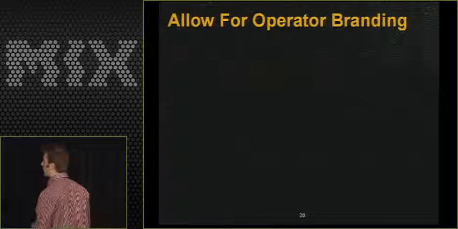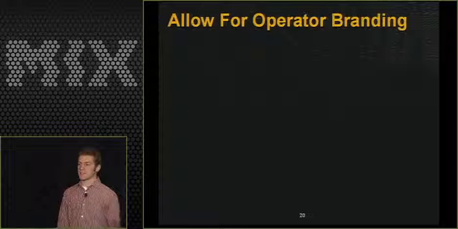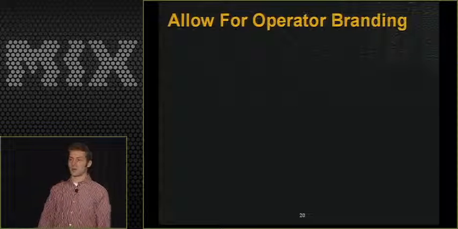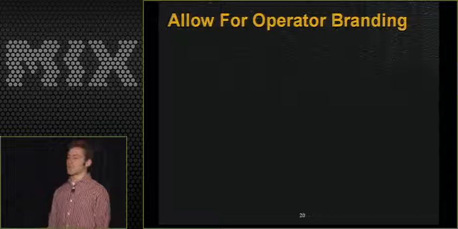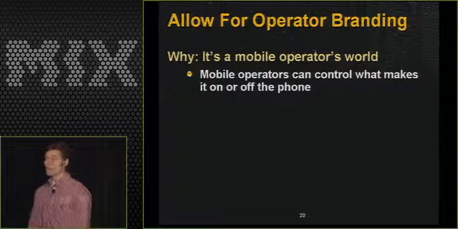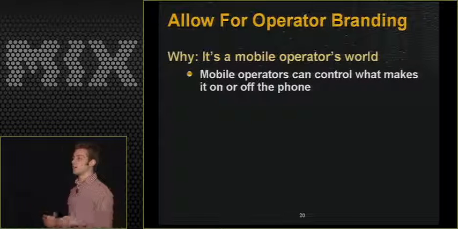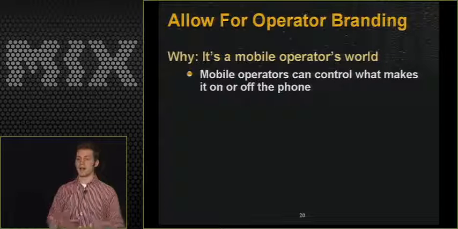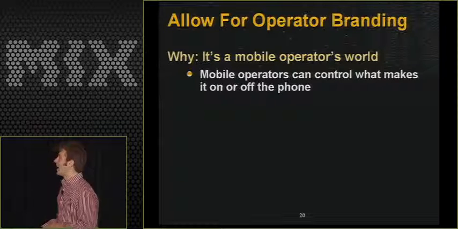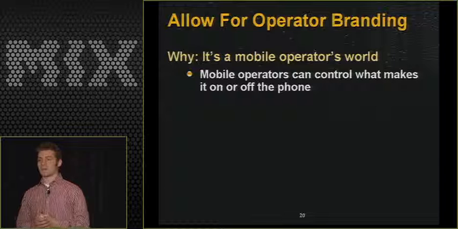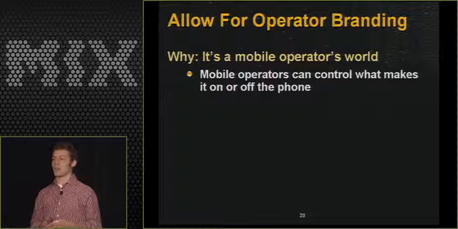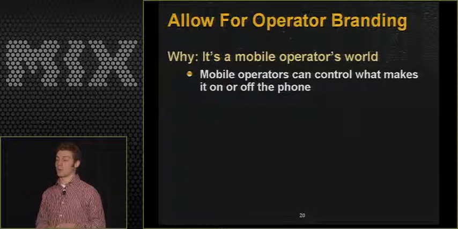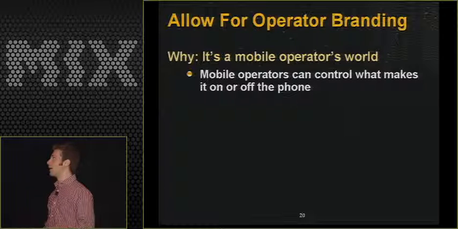And so the final one actually is allow for operator branding. Anyone that's ever worked in the mobile space before probably knows that this is an operator's world. They call the shots ultimately. So app discoverability is the number one pain point for a lot of ISVs, for a lot of developers. Mobile operators control what gets on or off their devices, or at least what they're going to promote on or off their device, or what they'll make difficult to have on.